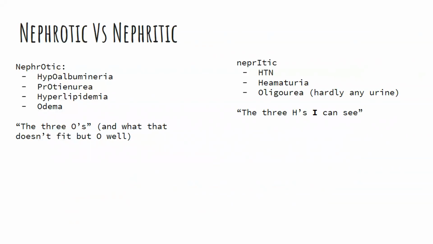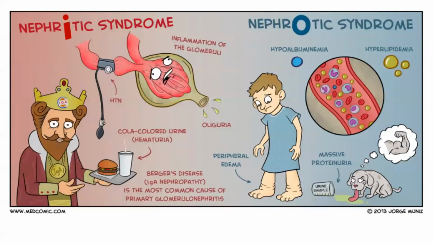So in these patients, you're going to see hypertension, and you're going to see blood in the urine. The buzzword is red, Coke-colored urine. You're going to have red cell casts in the urine, and the patient is going to produce hardly any urine, so they'll have oliguria. This picture sums it up pretty well. If you remember the 3 things for each, you should be able to work out any condition.